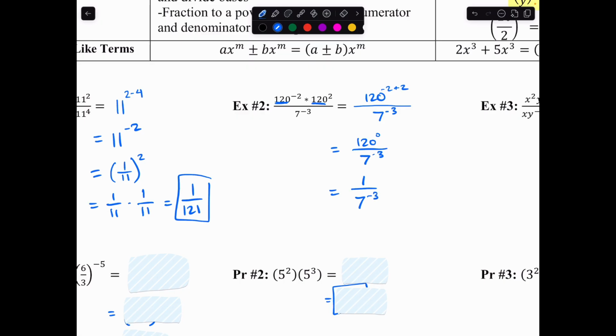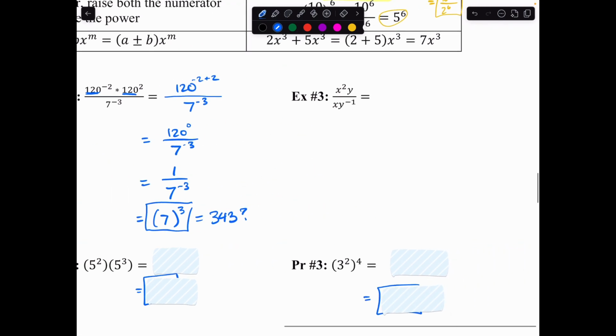So I've got 1 over 7 to the negative 3rd power. I am allowed to flip the base. So I can flip 1/7 so that it's just 7 if I make the exponent positive. So that's 7 to the 3rd power. And I'm just going to leave it like that. But you could also write out 7 times 7 is 49. 49 times 7, I think it's 343, right? Check my math on that.